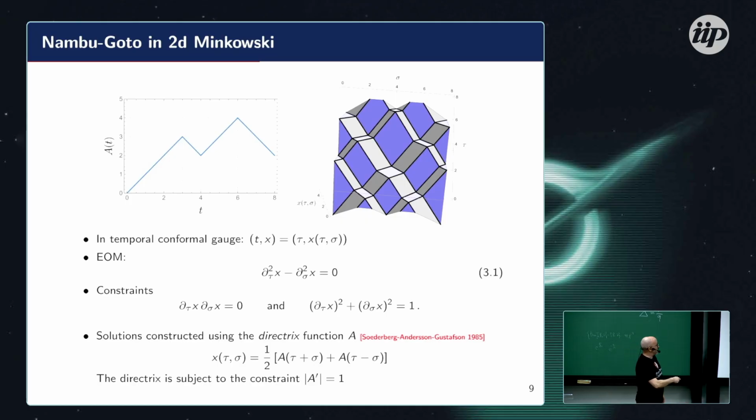Okay, due to these constraints. So here is an example for A, plus 1, minus 1, plus 1, minus 1 derivative. Does not have to be periodic. And when I build this embedding function, which is on the right-hand side, this is a 3D plot. It's not sure if it's visible. Not really.